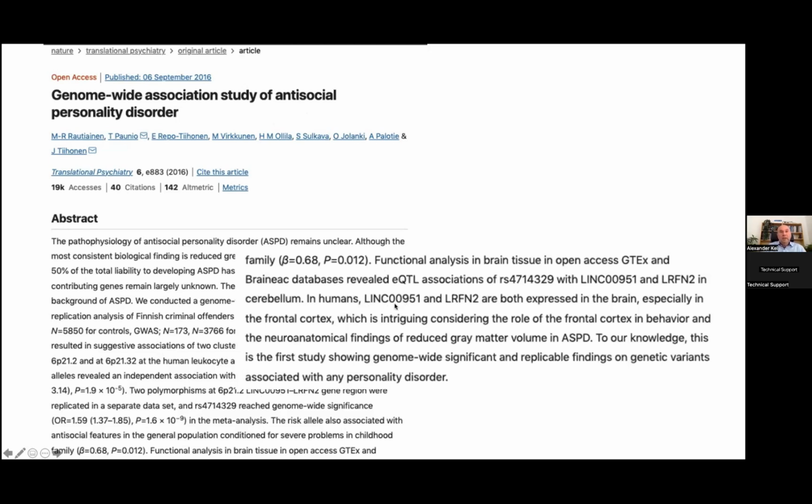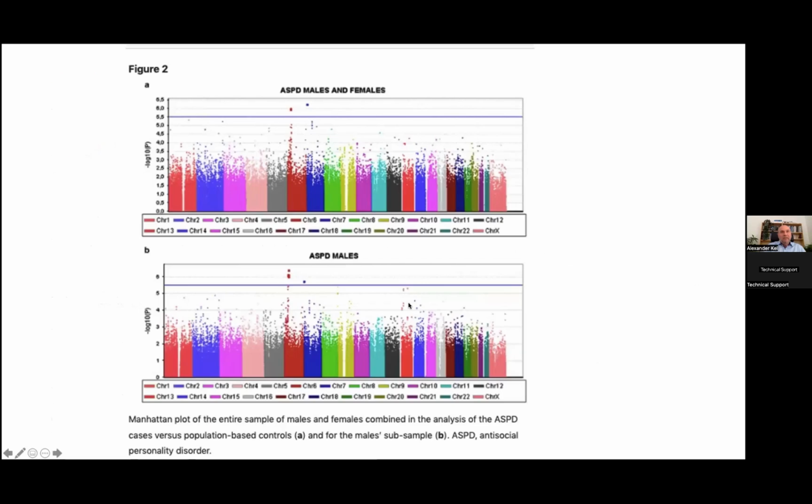It's called link 00951. And this you can see, for instance, on that picture. Maybe you are familiar with such diagrams.